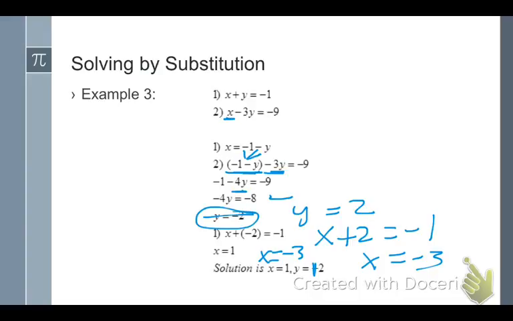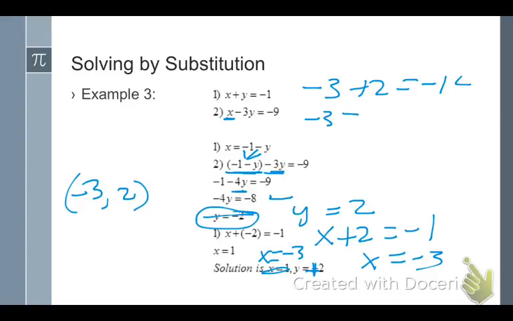I would have found it if I went and checked both equations. This solution, where y is positive 2 and x is negative 3, should work. So the solution is negative 3, 2. So negative 3 plus 2 is negative 1, yes. And in the second equation, negative 3 minus 3 times 2, does that give me negative 9? Yes, it does. So this is the correct solution.